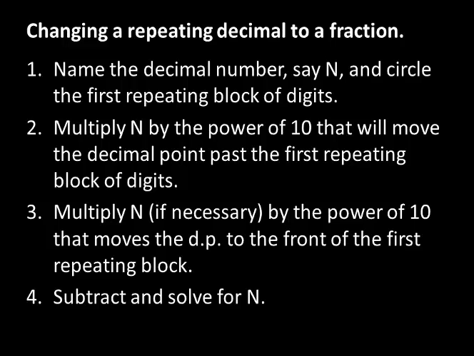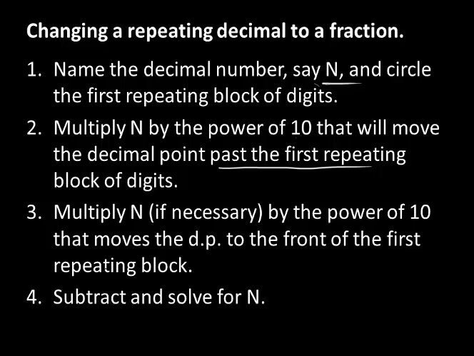Now on this slide, I just have the exact method written out. If you need to write it down, just put it on pause and write this down. But in each of the 3 examples prior to this slide, we gave the decimal number that we were given a name, and I called it n. I circled the first repeating block of digits. I multiplied that number by a power of 10 that will move the decimal point past the first repeating block.